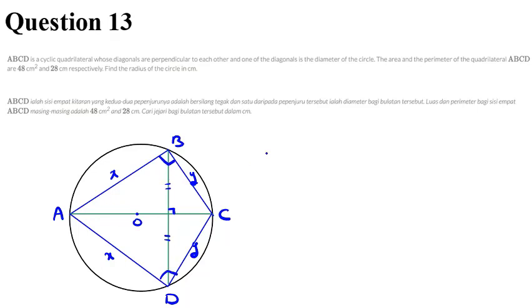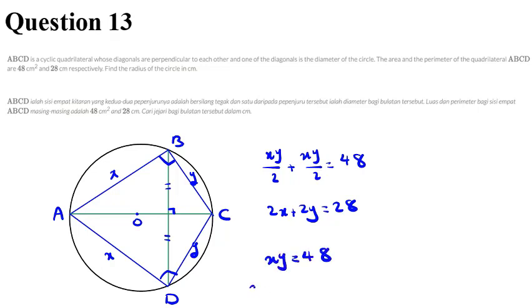So the area of here is xy over 2. The area of here is xy over 2. The sum of them is the area of ABCD, which is 48 centimeters squared, and the perimeter is 2x plus 2y, equals what? 28. So we conclude what? xy equals 48 and x plus y is 14.